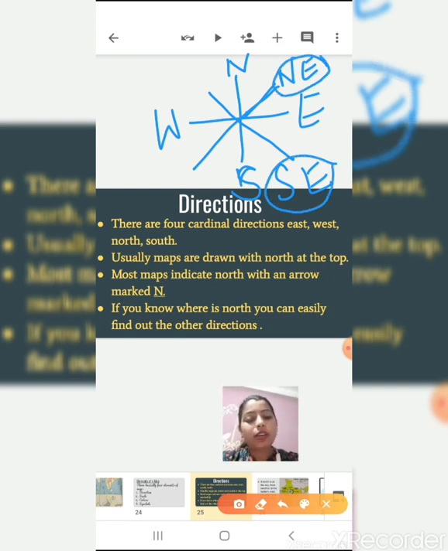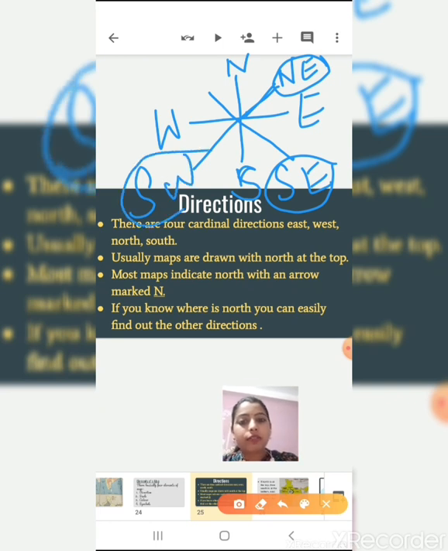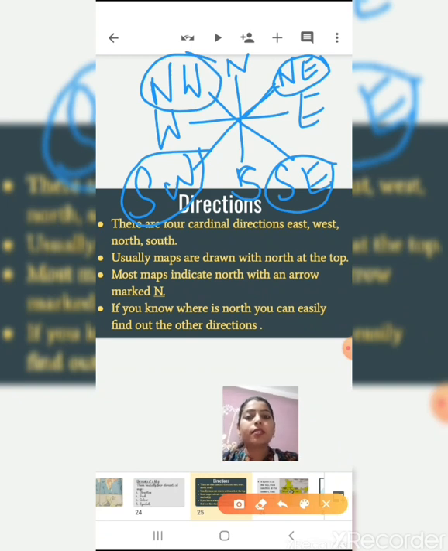Now what do we call the direction between west and south? We call it southwest direction. Now what do we call the direction between north and west? We call it northwest. Understood, children? Shall we move ahead?